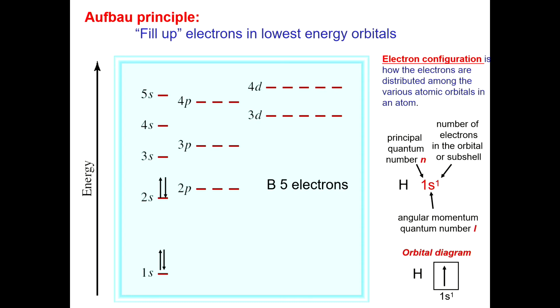So where should the fifth electron be? 1s2 and 2p1. Yes. So like this: 1s2 2s2 2p1.